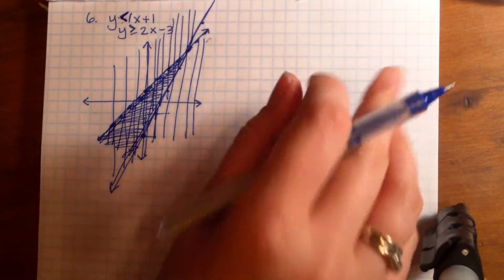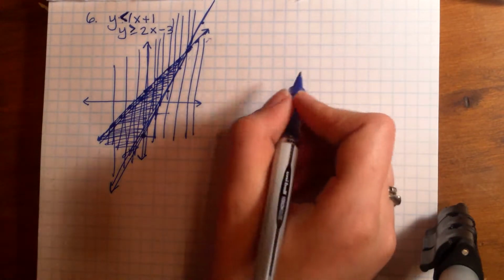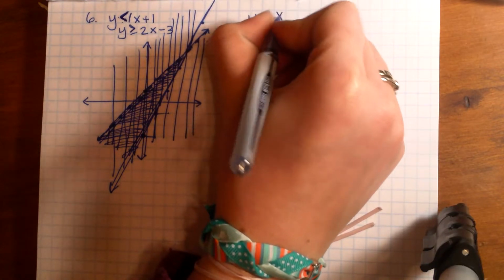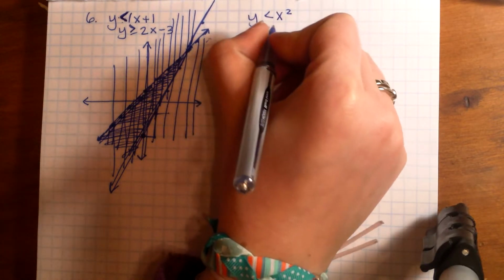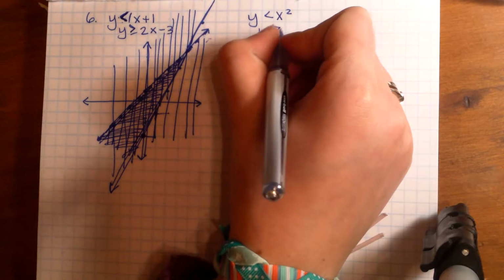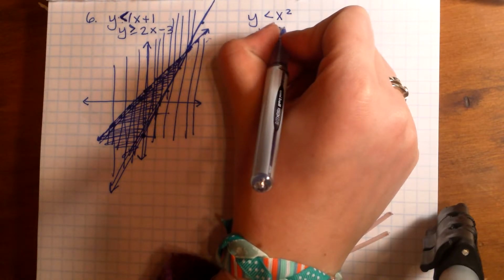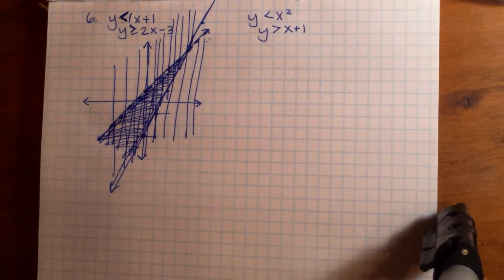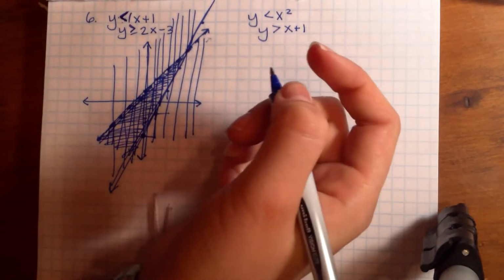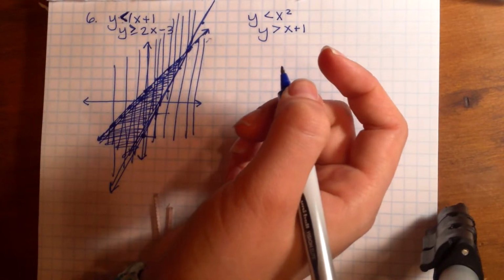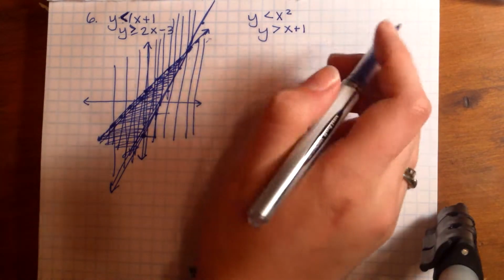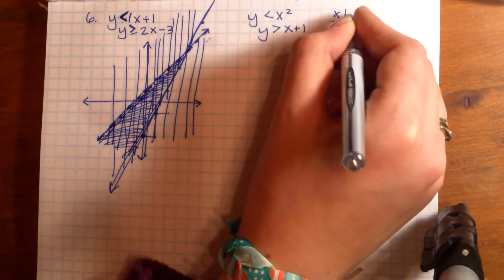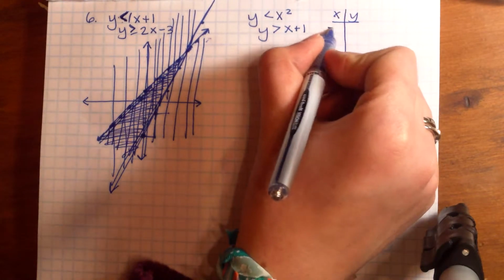So on your paper, you probably have a couple of example problems like this. Y is less than x squared, and y is greater than, let's go with x plus 1. Let's do that. So what does this mean? Do you know what a basic parabola is? If you don't, it's okay. You can use a table. A basic parabola is like this.